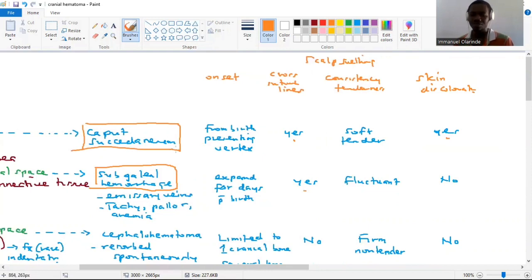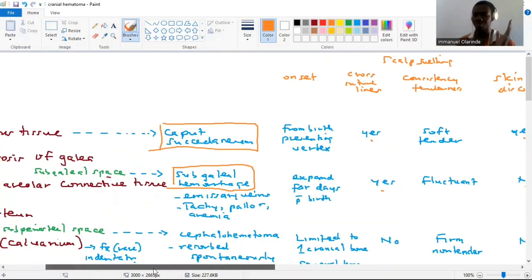The major difference between caput succedaneum and subgaleal hemorrhage is that with subgaleal hemorrhage you won't see overlying skin discoloration, because it's much deeper than caput succedaneum. So the skin looks normal. All you're going to see is a lot of swelling over the scalp. It's fluctuant to palpation, soft, usually non-tender, and it's going to cross suture lines for sure. It can be over the parietal bone, the frontal bone, etc. But the overlying skin will look normal: no skin discoloration, no skin swelling, nothing, because it is much deeper compared to caput succedaneum.